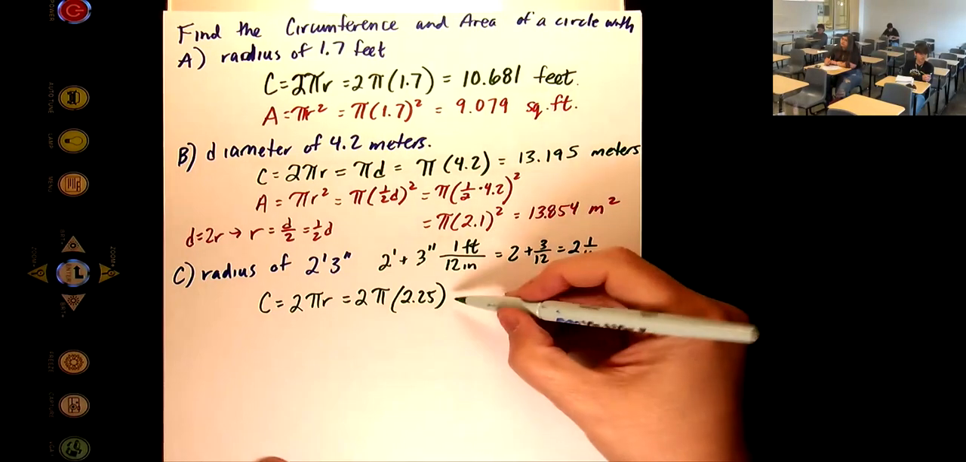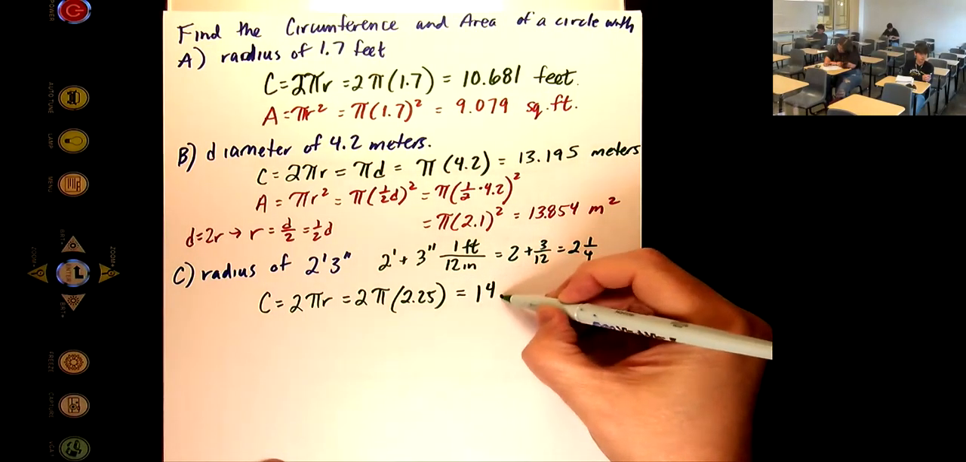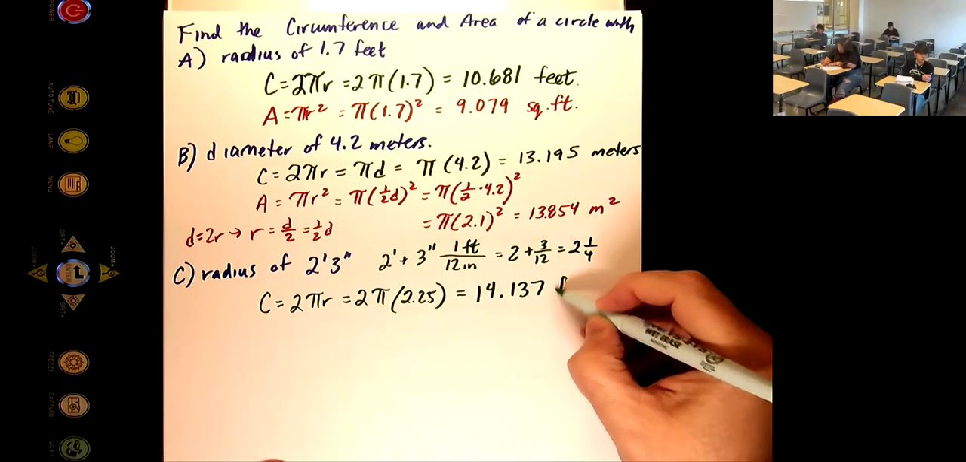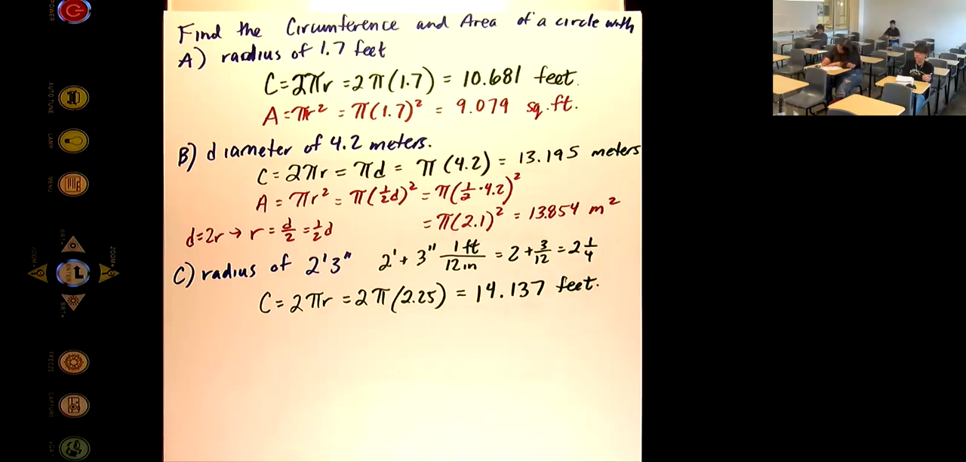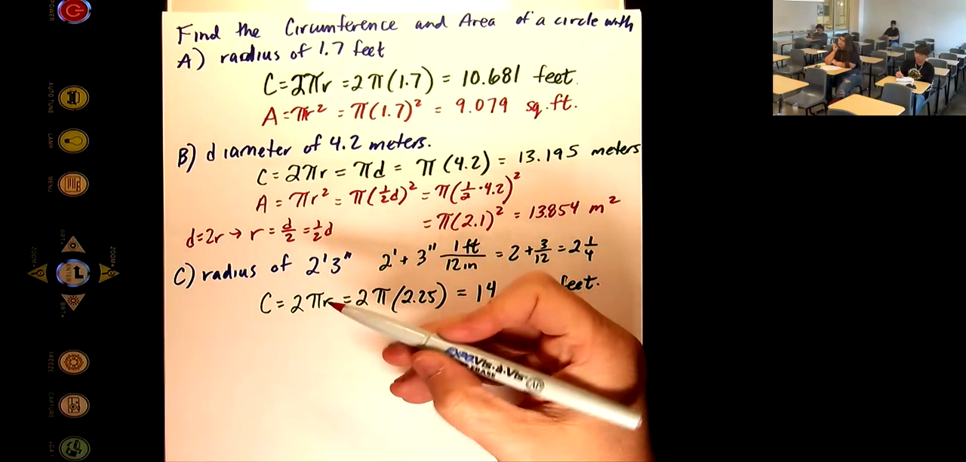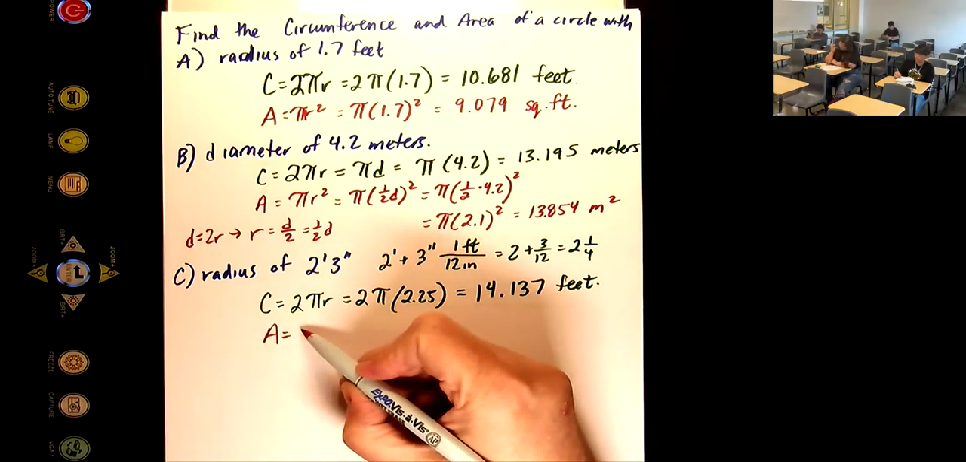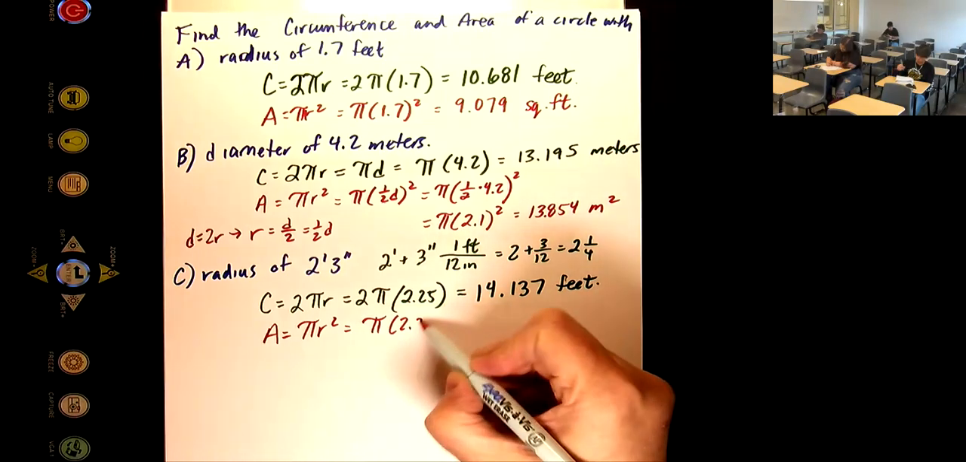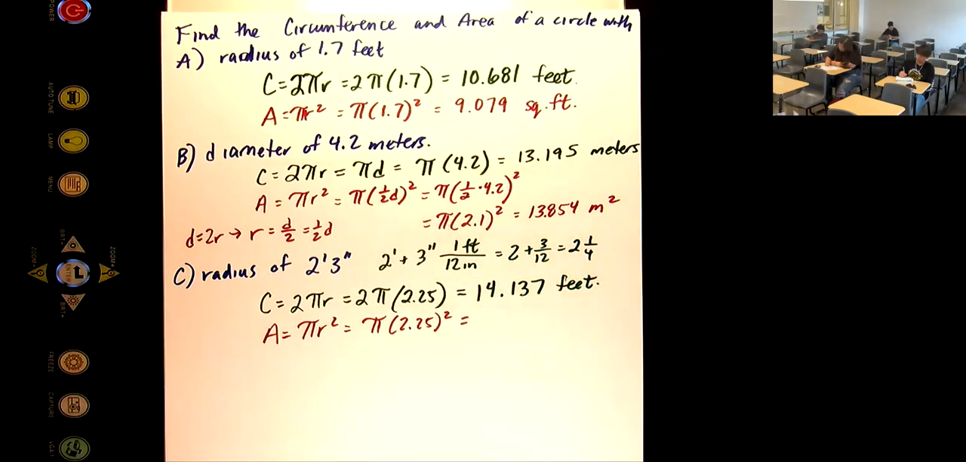And so now if I want to find that value, I'm getting 14.137. And this was in feet. My area is pi r squared. And I hope you're doing these on your calculator to make sure you know how your calculator works well. You should get the same answers I am getting.